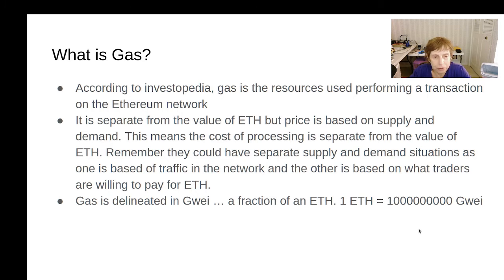So tonight I'm going to talk about gas and try to explain it, and that might help you when you're trying to figure these things out. And I'm also going to show you a little tool that I found on the internet.